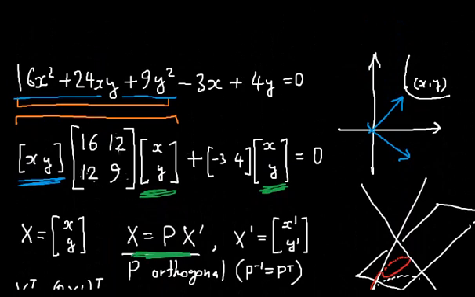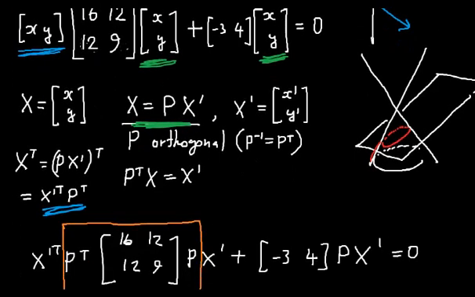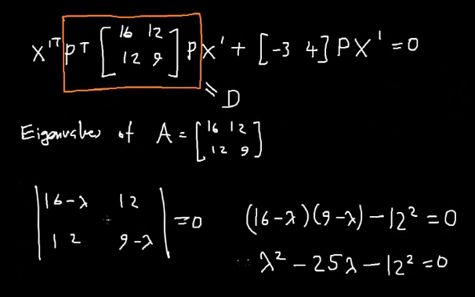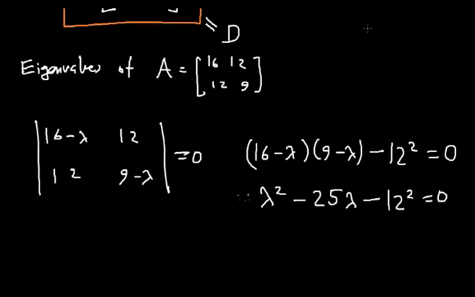Yes, that does look right. 16, 9, 12, and 12. That part is right. What about the characteristic equation? 16 minus lambda, 9 minus lambda, and then we have there. Oh yes, of course. Look at this. I was quite silly about that. Of course, this is not right.